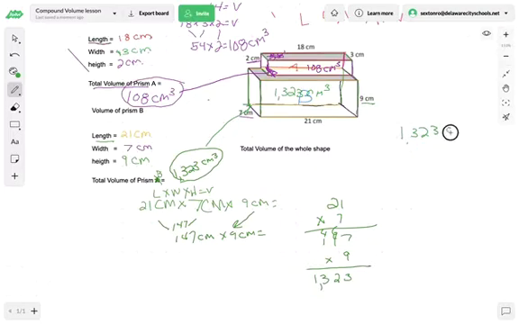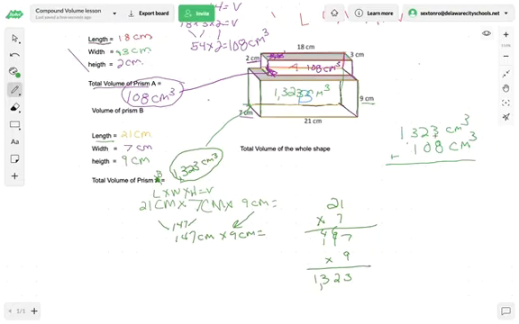1,323 centimeters cubed. Now I'm going to take a moment and make sure I've copied my number the right way at all the places. It's an easy mistake to make. Even Mr. Sexton makes it sometimes. And I'm going to add to that the volume of the top cube, which is 108 centimeters cubed.